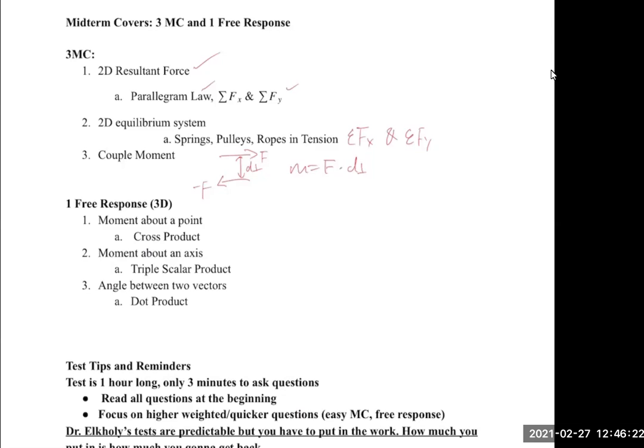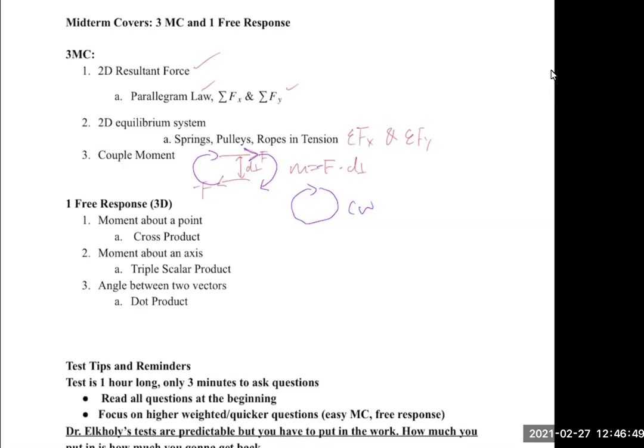So for this force, it's going this way, and if we follow its path, it's going to rotate like that, and this one is going to rotate like that. So what kind of motion is that? It's clockwise, so this will be a negative moment. Extremely easy concept. Now I'm going to cover what's on the free response.